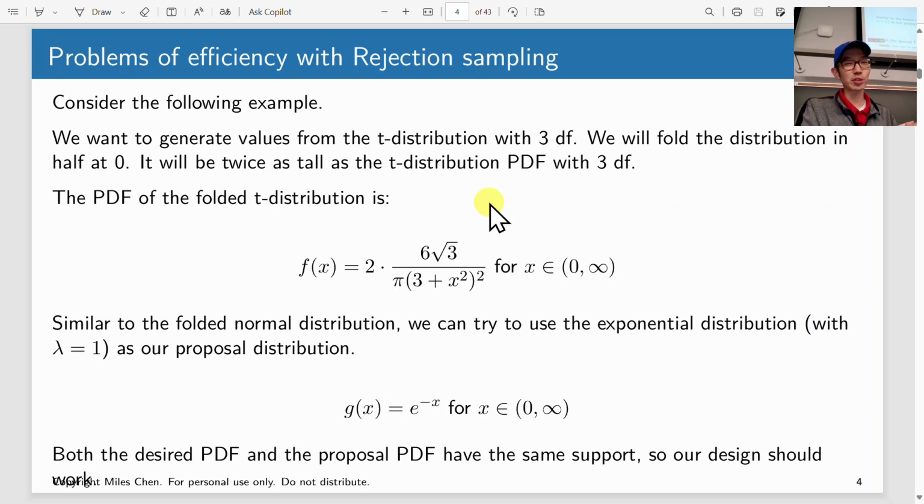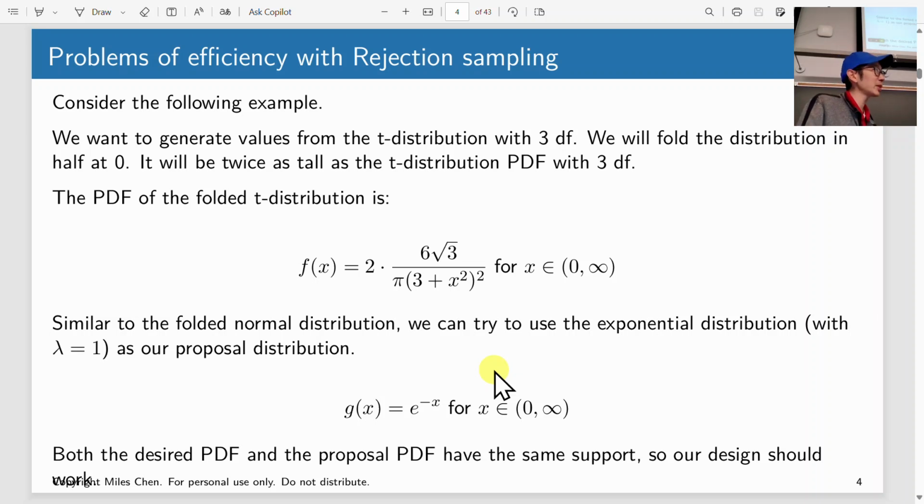The t distribution and the normal distribution are quite similar. However, the t distribution has much wider tails than the normal distribution. As x goes to infinity, it approaches zero, but it approaches zero at a much slower rate than the normal distribution, and that is going to cause us some issues. When we did the folded normal distribution, we did rejection sampling and generated values from the exponential distribution. We found a constant m by which we can multiply the PDF of the exponential distribution, and then we rejected values so that it fit the folded normal.